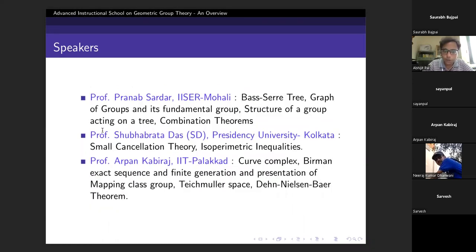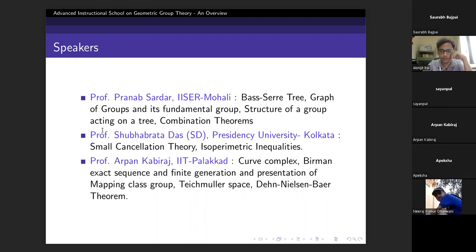Okay. Professor Pranab Sardar of IISER Mohali will be speaking on Bass-Serre trees. His talk will be related to the combination theorems that I mentioned. He'll also deal with graphs of groups and their fundamental groups. And Professor Subhabrata Das will be speaking on small cancellation theory and isoperimetric inequalities.